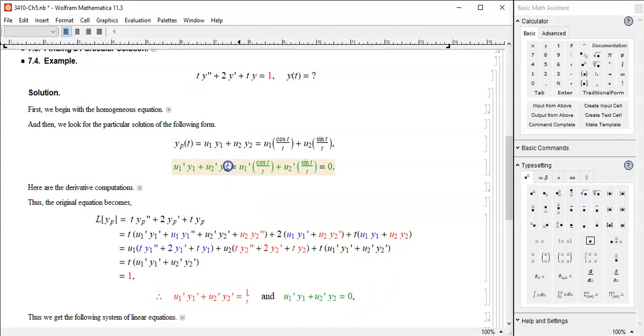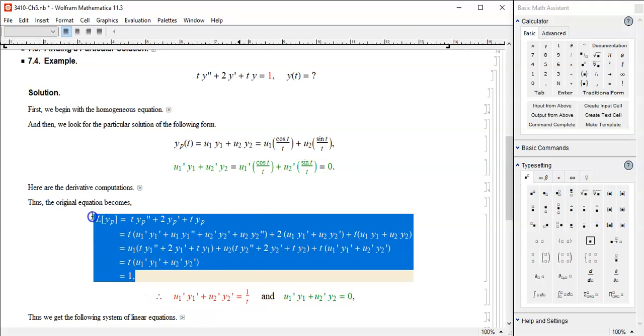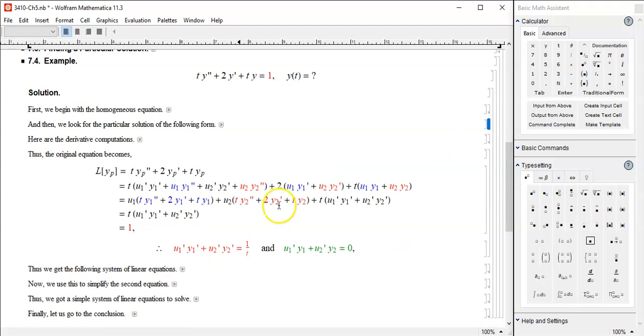So that came from the second restriction, which we started off from the beginning, and that one came from this computation. So what do we have? We have two equations and two unknowns, u1 prime and u2 prime, because we know y1, y2, and y1 prime, y2 prime. So two equations and two unknowns, we can solve it.